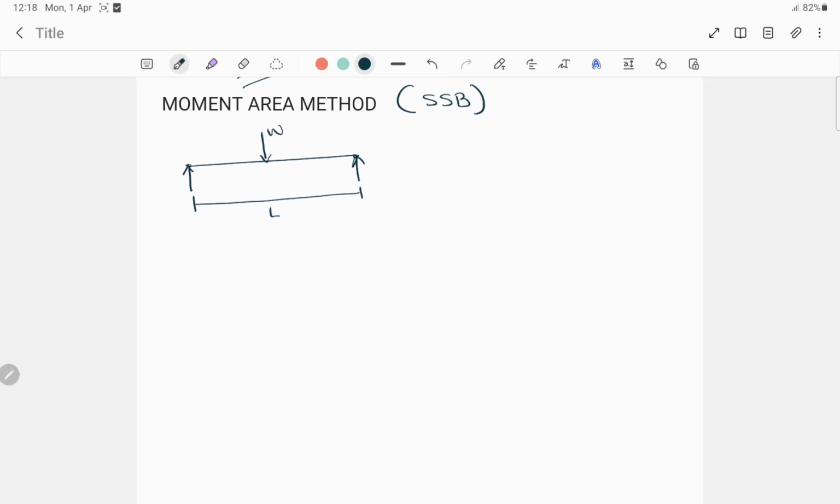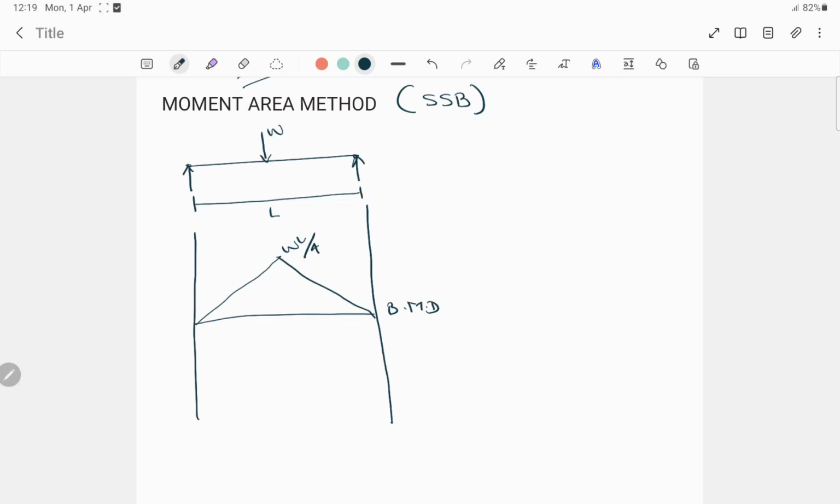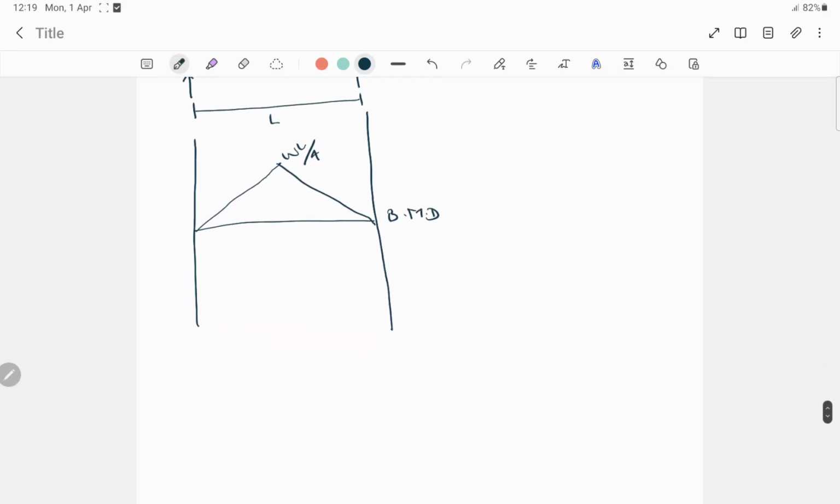draw the bending moment diagram. The bending moment diagram for a simply supported beam where the load is acting at the mid will be like this, with a peak value of WL by 4. After that we have to draw the M by EI diagram. If EI is not given in the question, then we keep EI as a constant.